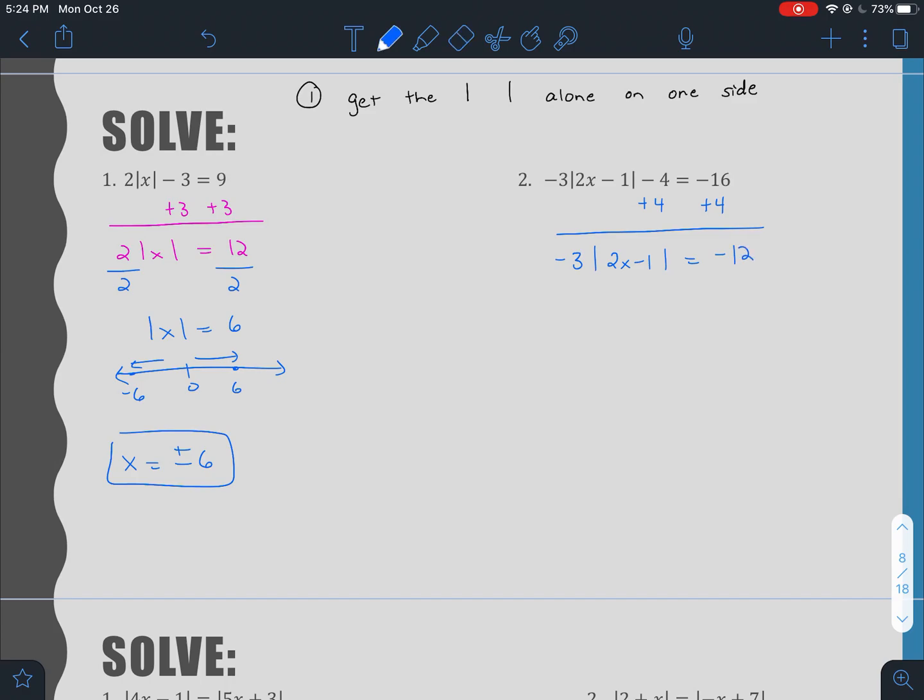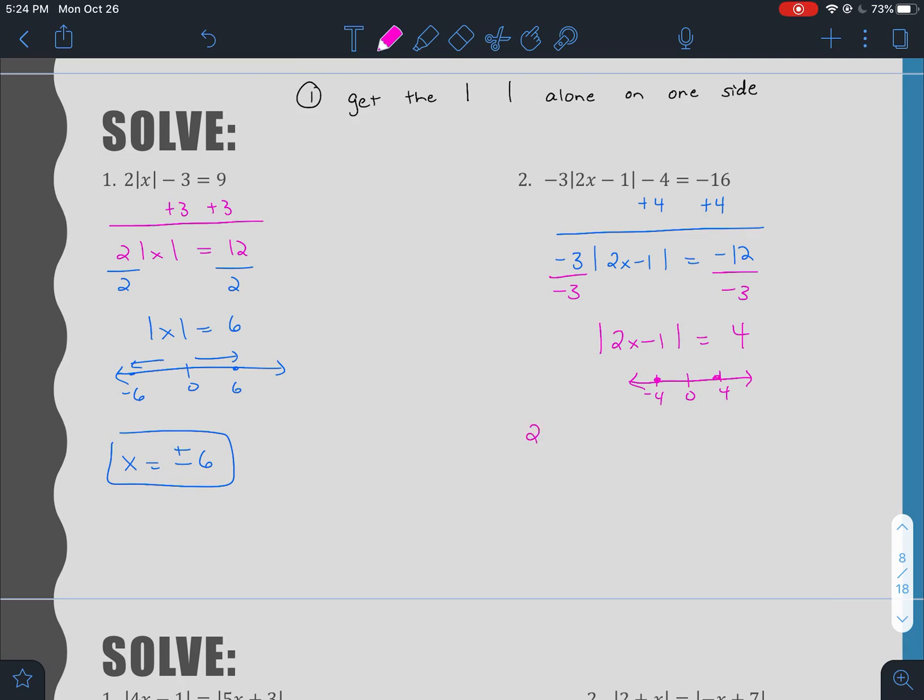And then I'm going to divide both sides by negative 3. And then I have the absolute value of 2x minus 1 is equal to negative 12 divided by negative 3, which is positive 4. And now we're okay. So now we have an absolute value expression is equal to 4. Well, if the absolute value is equal to 4, then I'm either at positive 4 or negative 4.